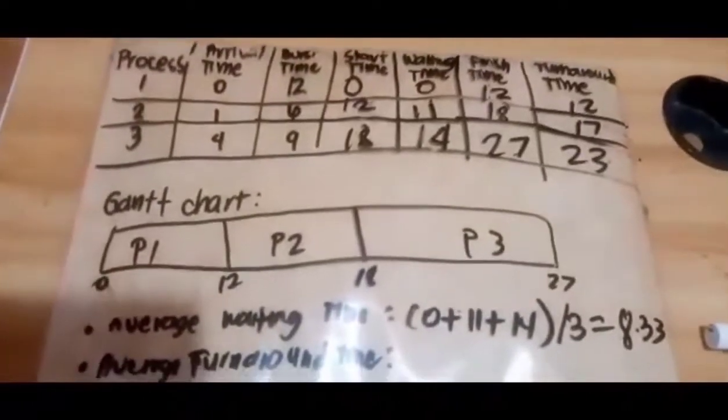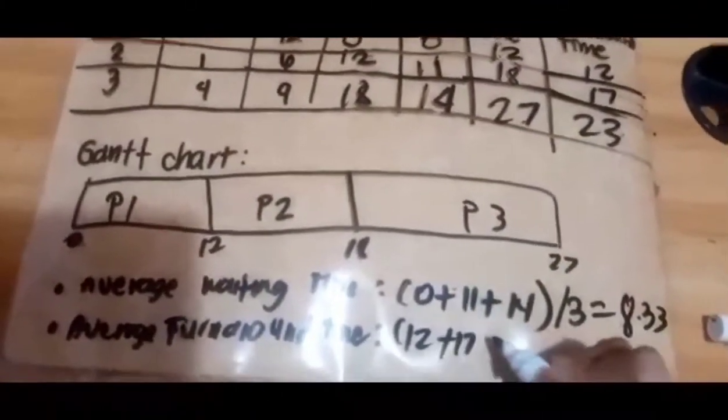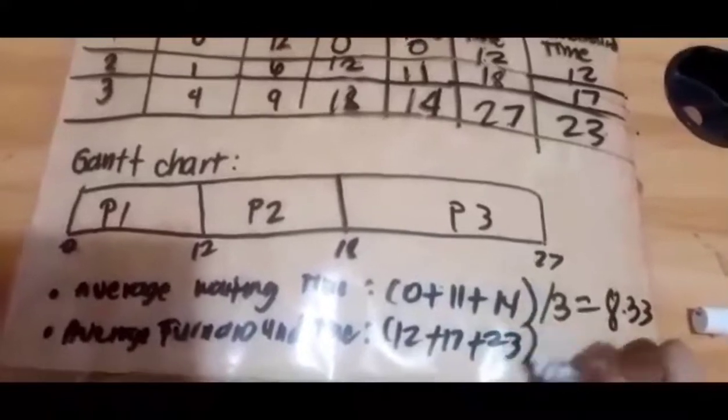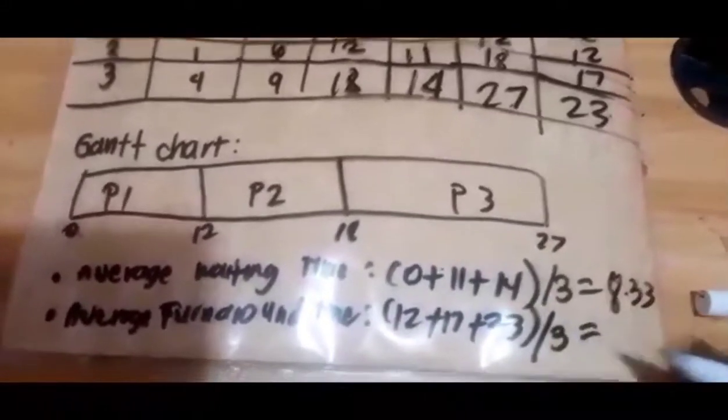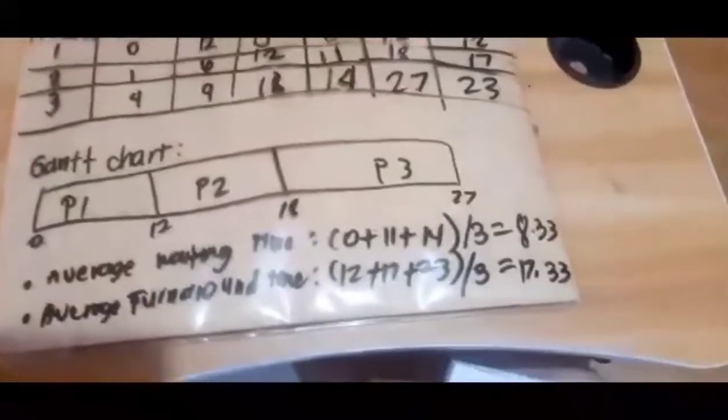Same process for the average turnaround time. 12 plus 17 plus 23 divided by 3. The answer will be 17.33. That is how the first come first serve basis works out.